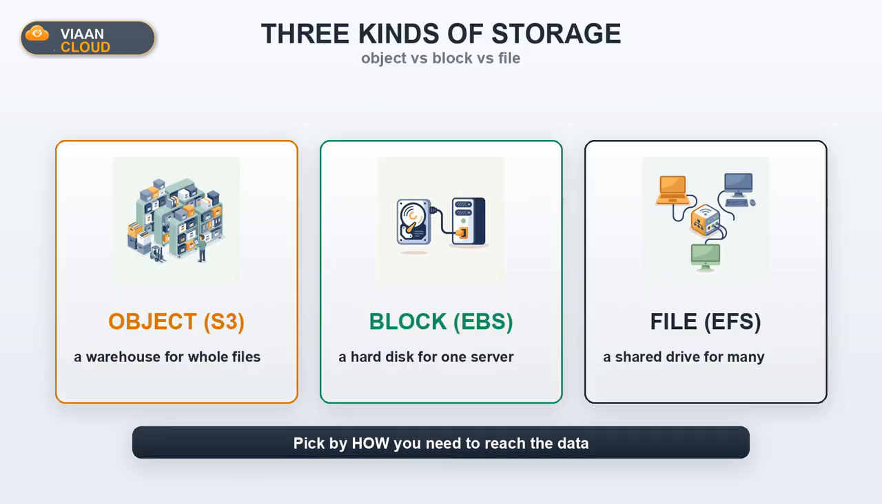Almost all of AWS storage comes in 3 flavors, and getting this distinction is half the battle. First, object storage, that's S3. Think of a giant warehouse where you drop off whole files and never think about disks. Second, block storage, that's EBS, a raw hard disk you attach to a single server, just like the drive in your laptop. And third, file storage, that's EFS, a shared drive that many servers can mount and use at the same time. Object, block, file. The entire game is matching the right one to how your data needs to be accessed.